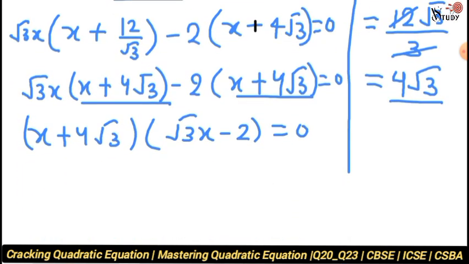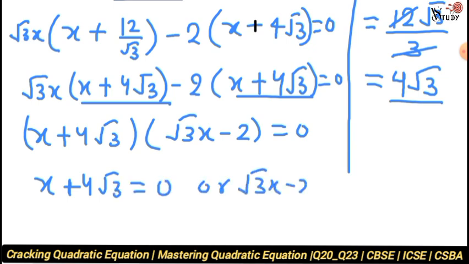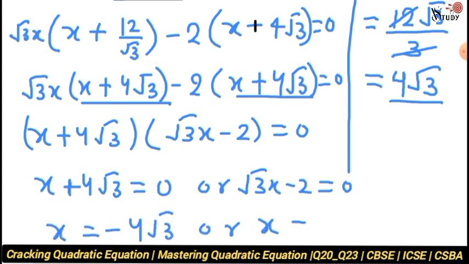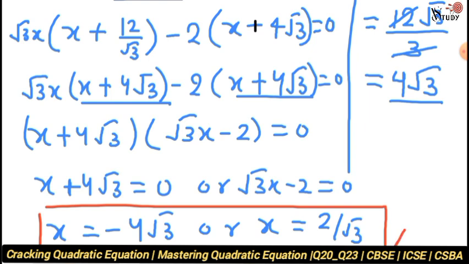Now we put x + 4√3 = 0, or √3x − 2 = 0. So x = −4√3, or x = 2/√3. And this is the solution of this quadratic equation. Now move to the next question.